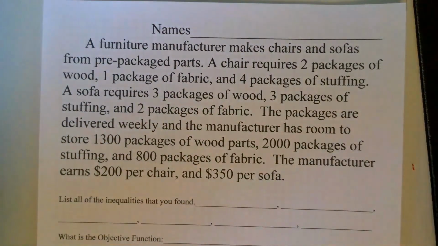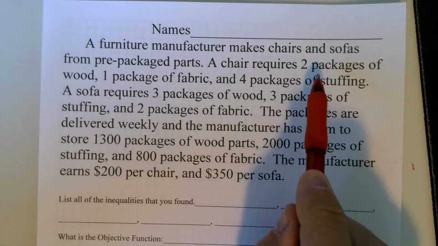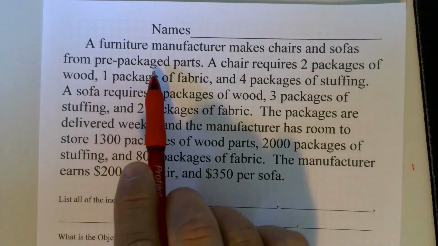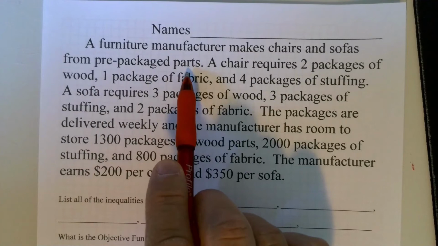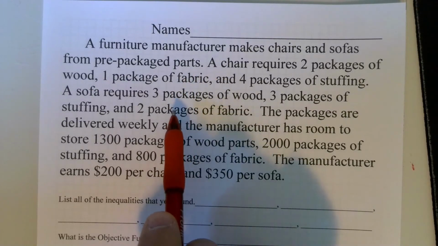bit more legit. So I got a furniture manufacturer that makes chairs and sofas. So they're making 2 items from pre-packaged parts. So any of you have put together any furniture, stuff like that, or is that IKEA? They got a whole bunch of pre-packaged things that you just assemble. So this is a very simplistic approach to a linear programming situation.